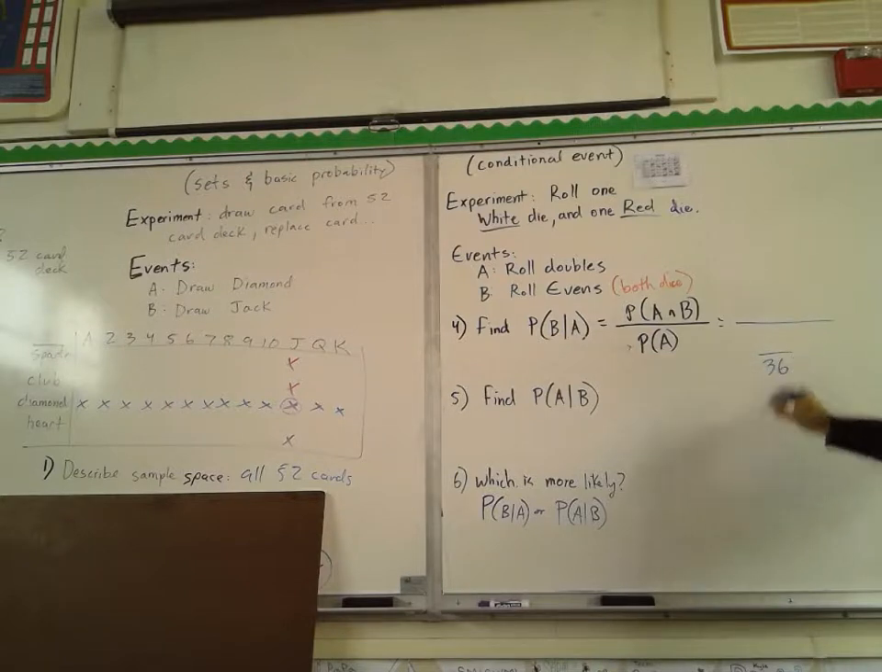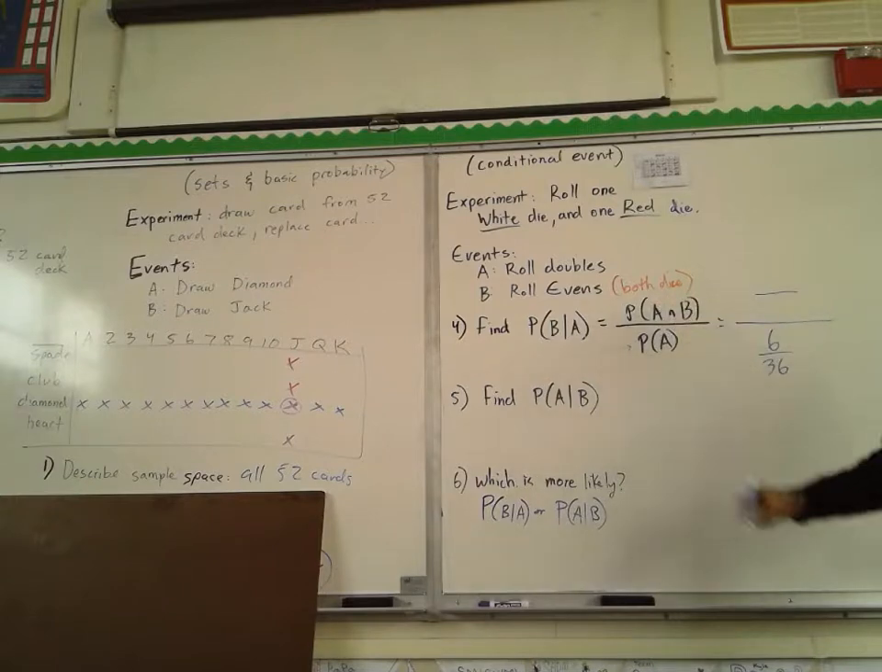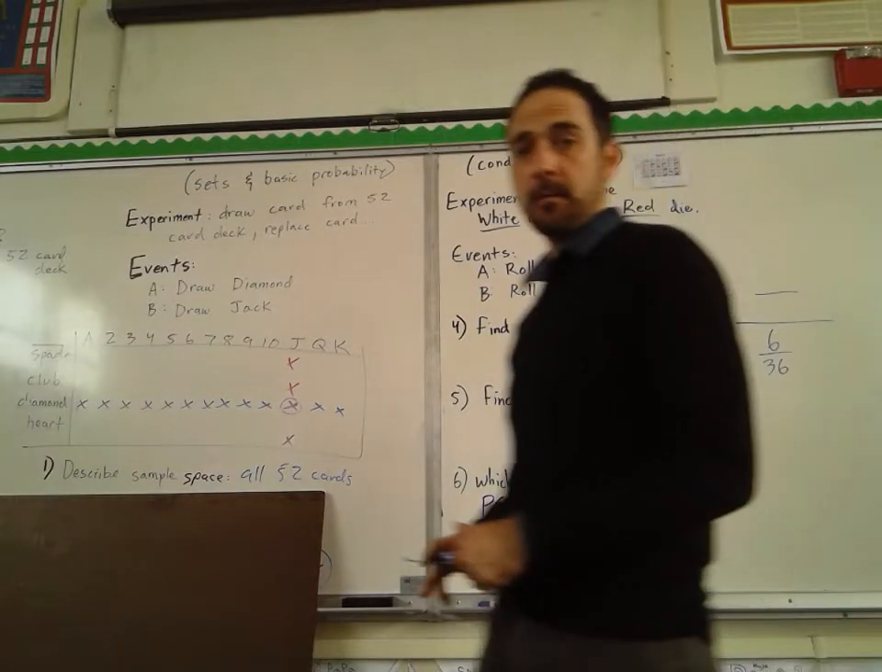6. All right. On the top, we're doing the probability of selecting the option that is an intersection of A and B. How many places did they intersect? 3 out of 36.